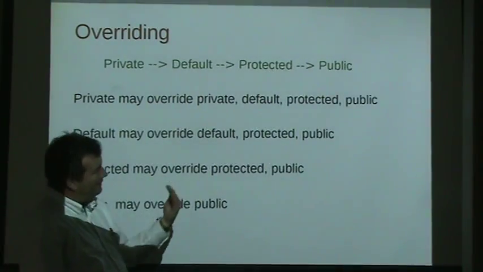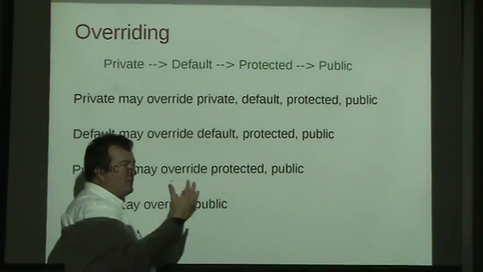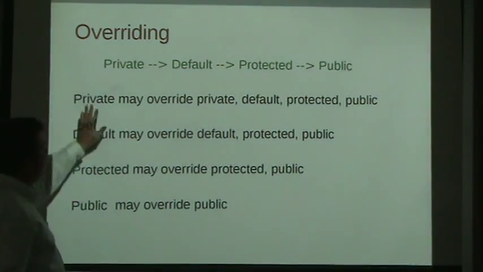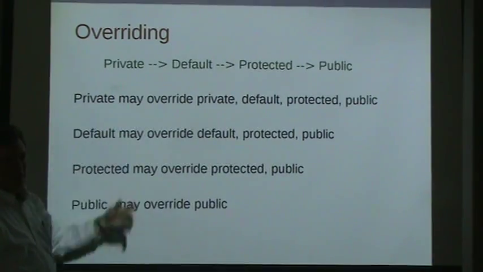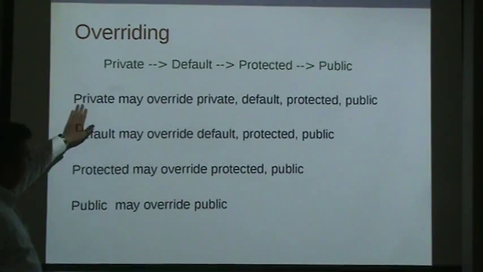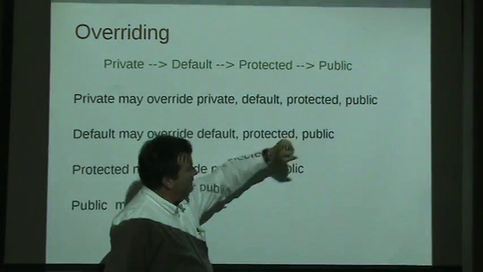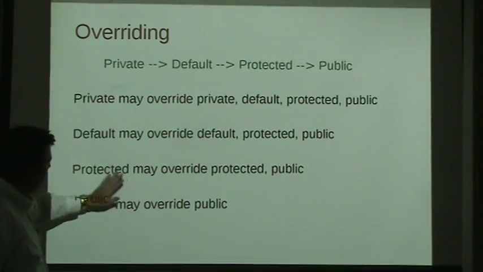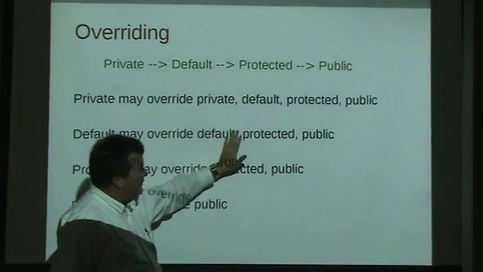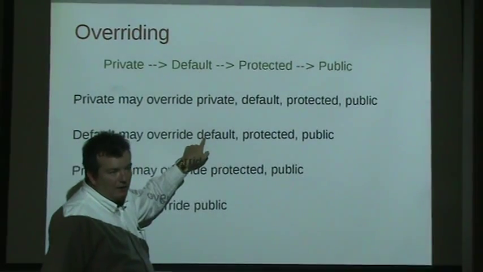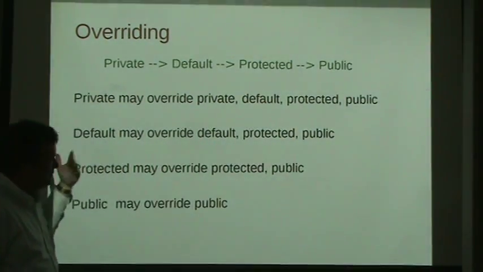If you inherit from a class, you get all its methods and all its data. Suppose you're looking at it and saying, I've got to get rid of a couple of things. The way to get rid of it is rewrite it, override it, and make it private. And then nobody can access it outside of your class. So private may override any category of the data or methods it's inheriting. Default can override default, protected, and public. The reason it can't override private is because it doesn't inherit it, so it's not even there to override.